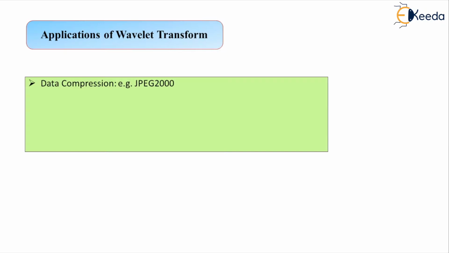One of the applications is data compression. The example is JPEG 2000. JPEG stands for Joint Photographic Experts Group 2000. This is a version of JPEG. Whatever images we generally store with the .jpg extension are of this particular file type. This is basically an image compression standard.